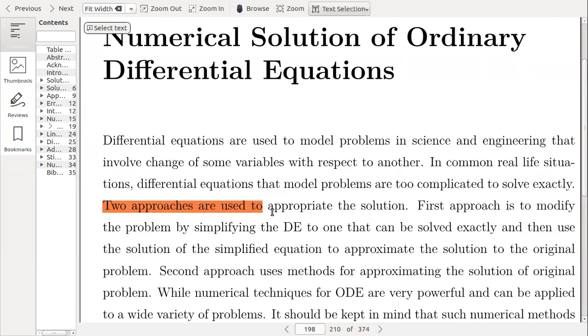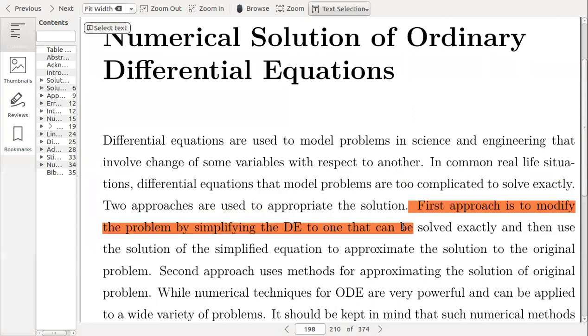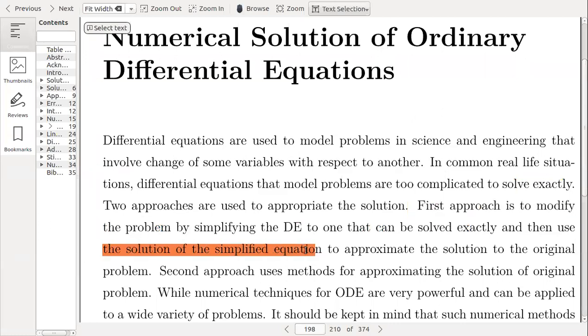So two approaches are used to approximate the solution. The first approach is to modify the problem by simplifying the differential equation to one that can be solved exactly, meaning analytically, and then use the solution of this simplified equation to approximate the solution to the original problem.